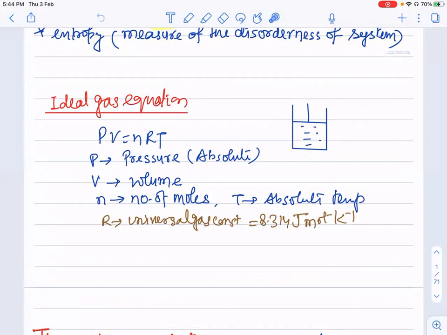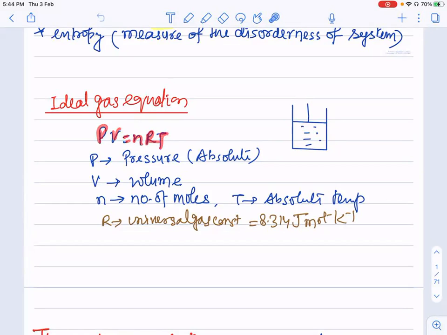So the ideal gas equation: suppose we have gas inside a cylinder, which is sealed by the piston here. This is the piston, and inside there is gas. So its pressure, volume, and temperature are the thermodynamic variables, and the number of gas particles will indicate the number of moles, in fact. So the relation is PV equals nRT.